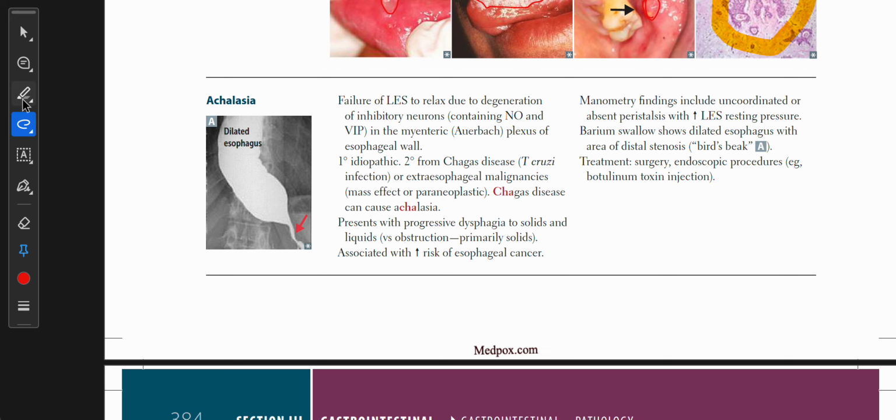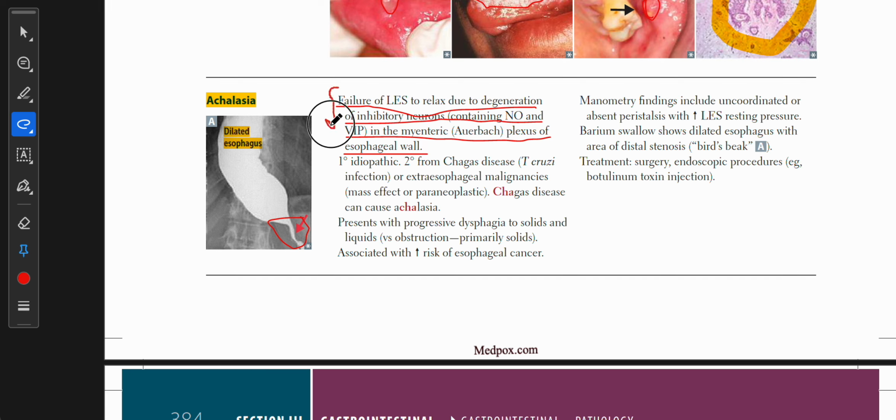What is achalasia? Let's go further down to our gastrointestinal system. Achalasia is causing a dilated esophagus, as in here. Achalasia is failure of the lower esophageal sphincter to relax, due to degeneration of inhibitory neurons containing nitric oxide and VIP in the myenteric or Auerbach plexus of the esophageal wall. That is how it occurs.